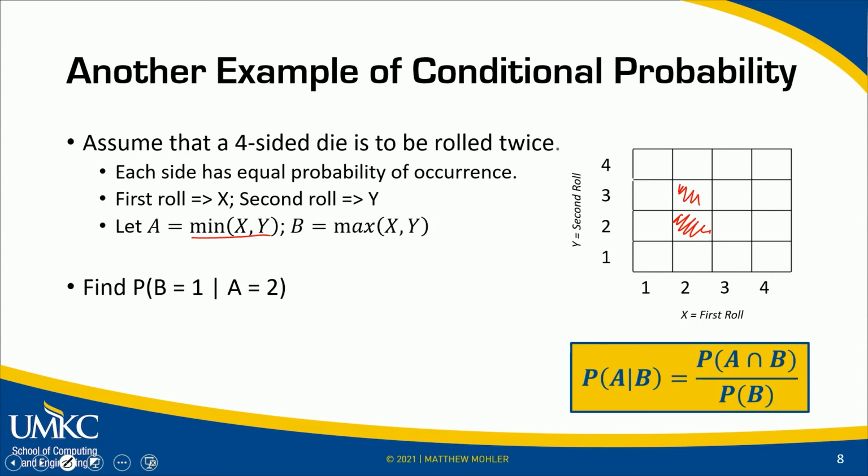So that would be those two squares. It's also anywhere that Y is equal to 2 and X is greater than 2. Again, we're concerned with the minimum. So when all is said and done, we're left with those 5 squares.